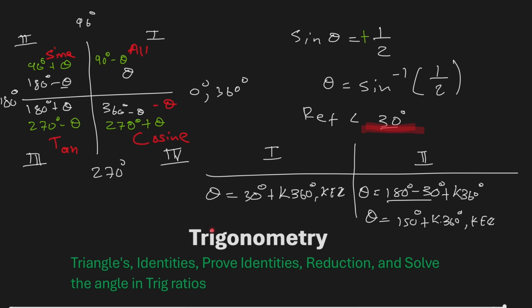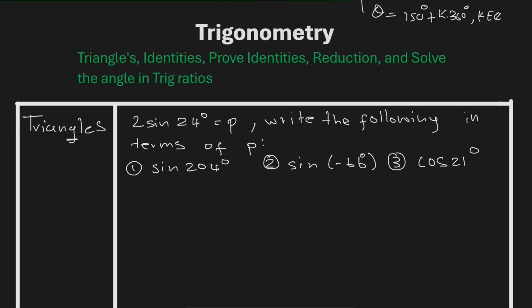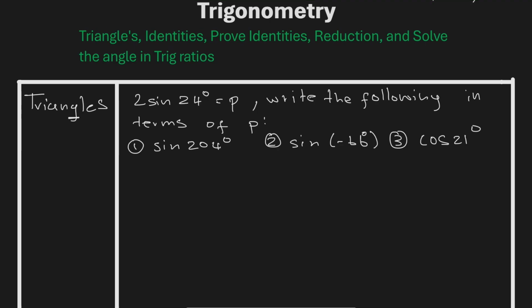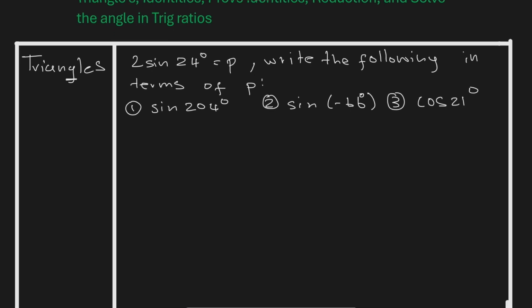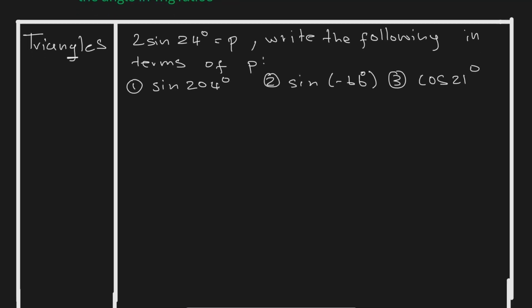So with all this being said, we can start to practice our trigonometry. Remember, the first part that we looked at is the trigonometry of triangles. Feel free to pause the video and try to answer the question first before you look at how we do it. On the problem, they say 2 sin 24 degrees is equivalent to P, and we must write down the following in terms of P.